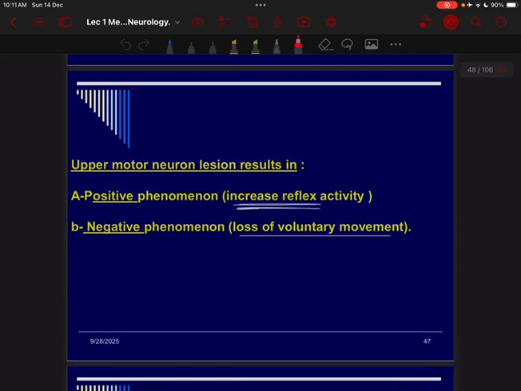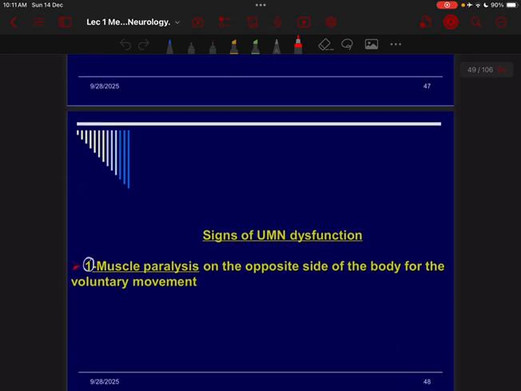So, in upper motor neuron lesion, we have a positive phenomenon, increased reflex activity, hyperreflexia, and a negative one, loss of voluntary movement. Okay. So the signs of upper motor neuron lesion: number 1, muscle paralysis on the opposite side of the body.